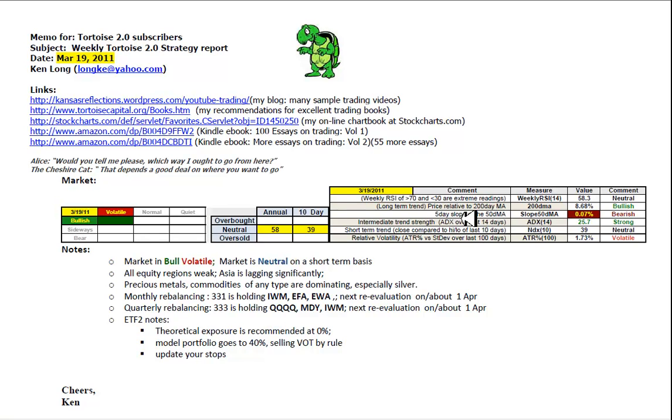Monthly and quarterly rebalancing are due to be updated on about 1 April. In ETF2, our theoretical exposure is 0%, with all 10 regions of the world market model being negative on a 5-week rate of return. The model portfolio itself goes to 40%, with symbol VOT being sold by rule for going negative on a 5-week rate of return. Moving on.